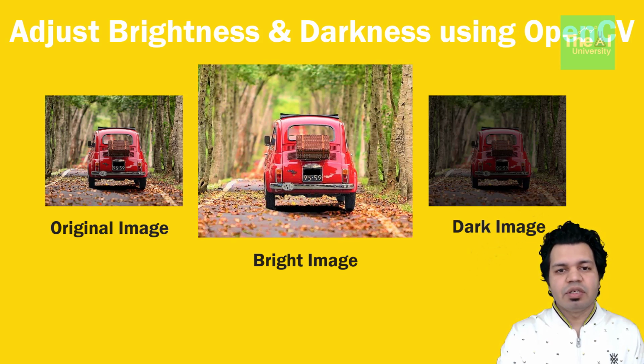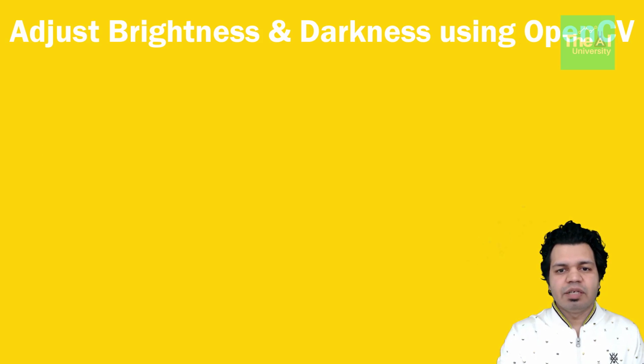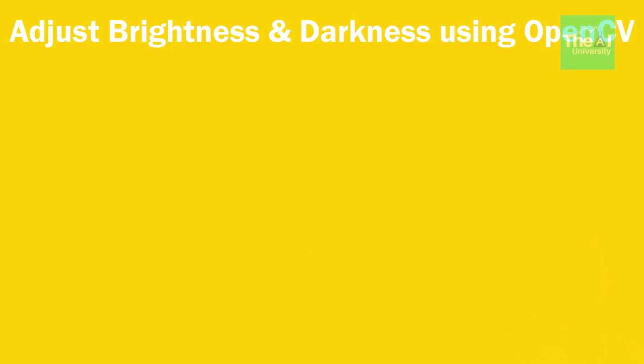We can increase or decrease the brightness using OpenCV by adding or subtracting matrices from an image. This addition or subtraction of matrices gives the effect of increasing or decreasing the brightness. I'm going to show you how to do it in a while. We will be using NumPy to create such matrices. So let me quickly open the Jupyter notebook.